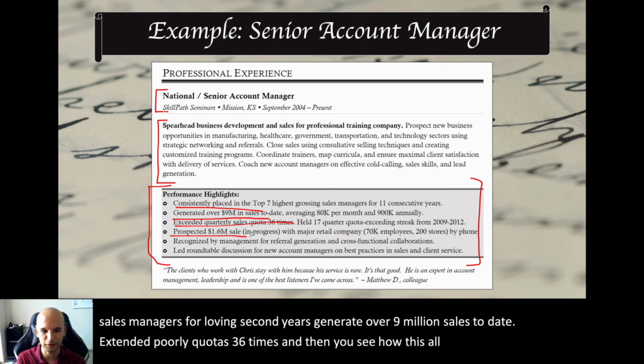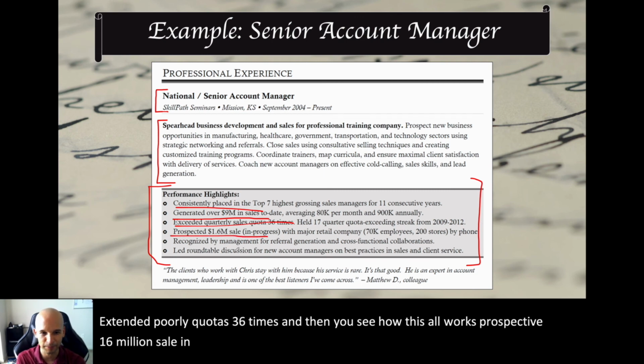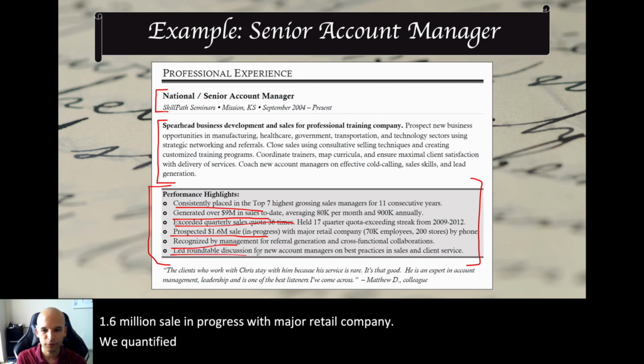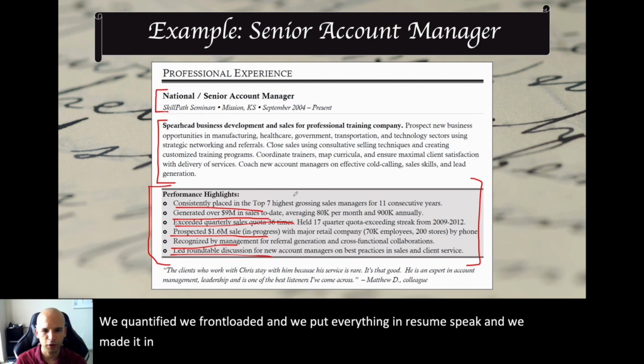Prospected 1.6 million sale in progress with major retail company. We quantified, we front loaded, and we put everything in resume speak. And we made it in full sentences. It wasn't like "placed in top 7." Like we completed the idea. We made it a full sentence.